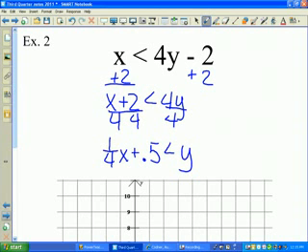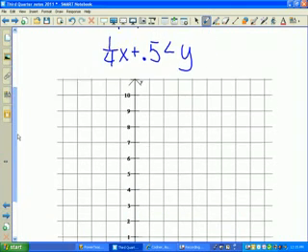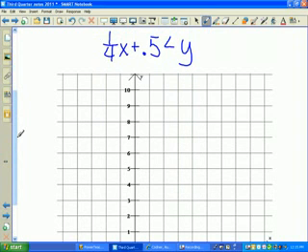And you're probably asking, where did the 1 come from? Anytime you see a variable x or a variable y, it's always assumed that there's a 1 in front of it. So now let's graph. Where do I start?